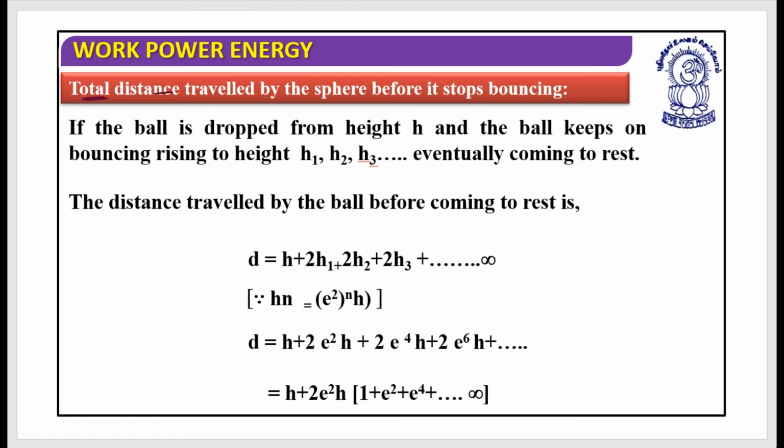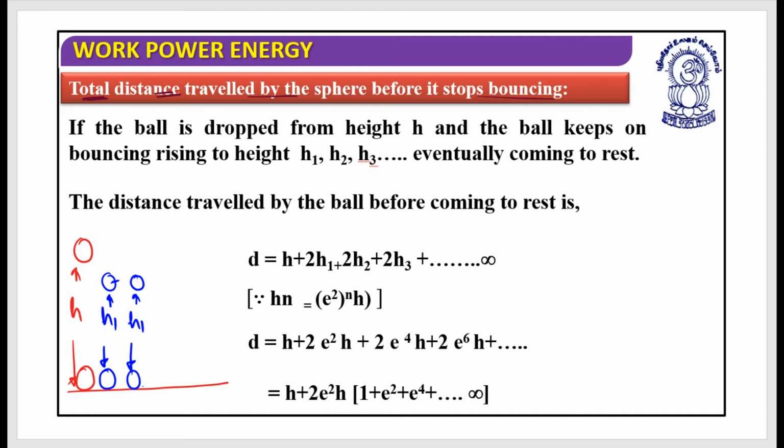The application says: find the total distance traveled by the sphere before it stops bouncing. The situation would be something like this: this is the colliding surface and the ball has been dropped from here, from height h. Once it collides and after the first bounce, it rises to height h1. From here to here it is again h1, because it moves up and its final velocity becomes 0. Then it starts moving down the same height h1.